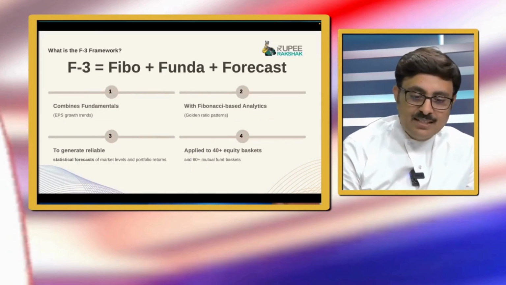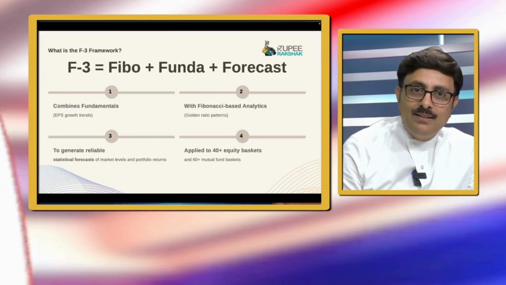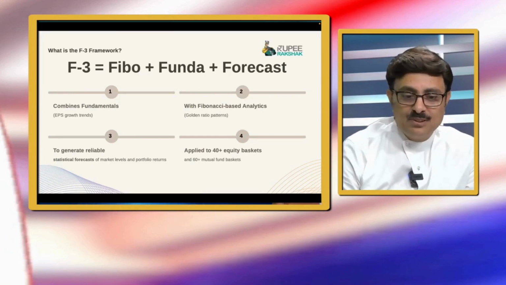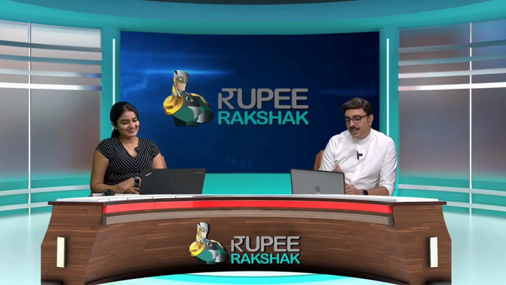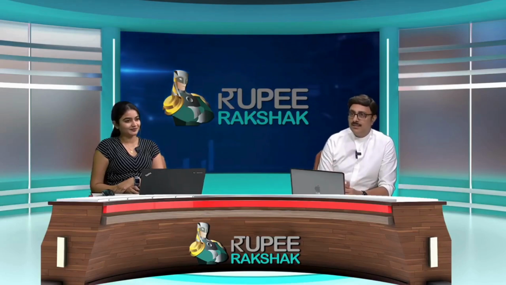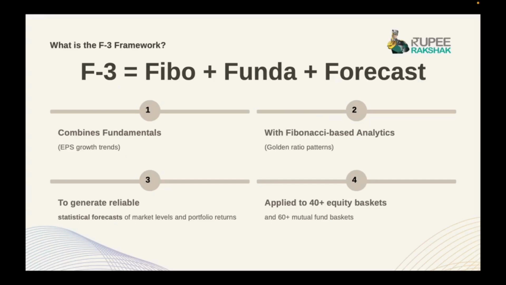F3 stands for Fibo, Funda and Forecast. So the F3 framework is Fibo, Funda, Forecast. Funda means basically fundamentals. There is a fundamental analysis we call, and in predicting what exactly will happen to the stocks or the share prices, there are two ways to look at. One is the fundamental analysis, the other is the technical analysis.